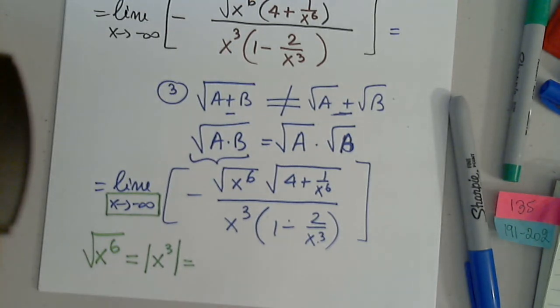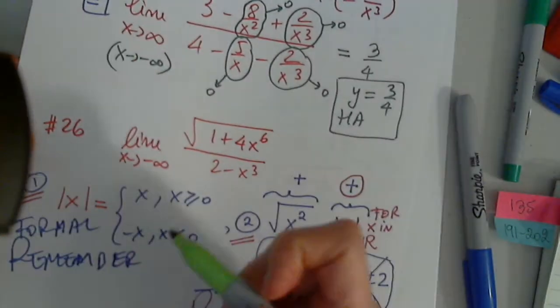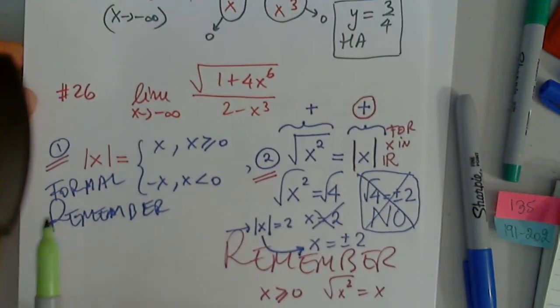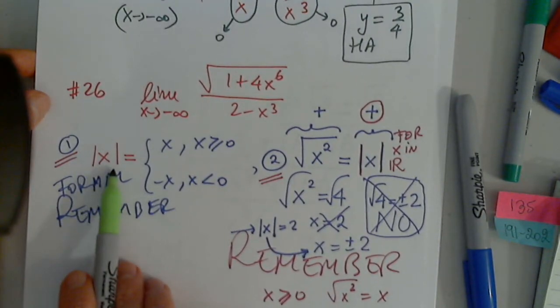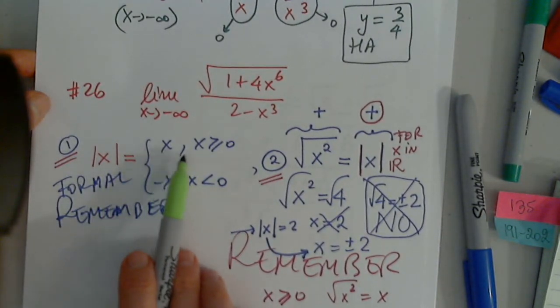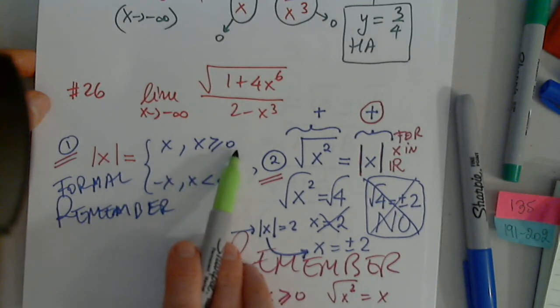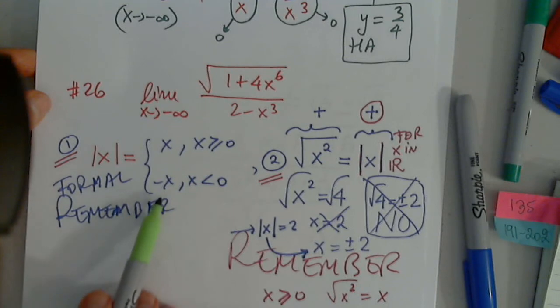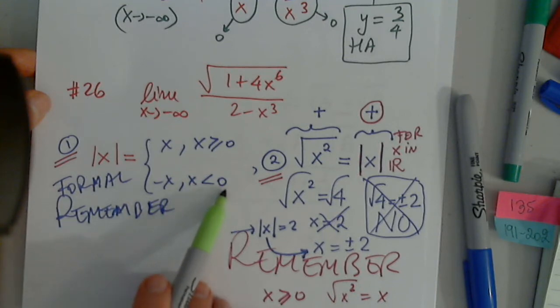So let's go back to the reminder. As x approaches negative infinity, x approaches negative infinity. Let's go to the reminder. The absolute value of x equals x when x is greater than or equal to 0. The absolute value of x is negative x when x is less than 0.